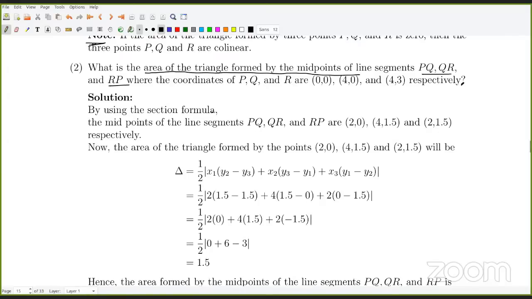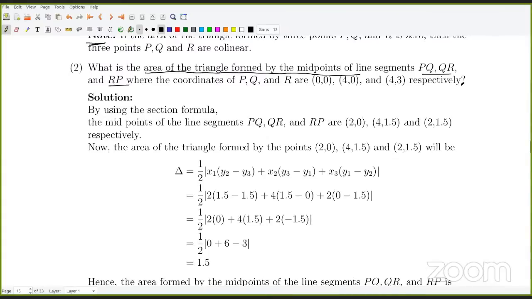Is it true that the area of a triangle formed by the midpoints is 1/4 of the area of the triangle? Right. So, sir, if we can use that, instead of going in decimal, will that be also fine? Okay, sir.